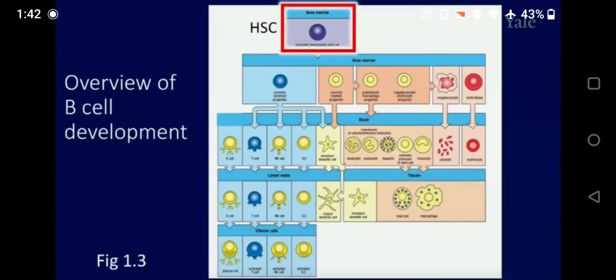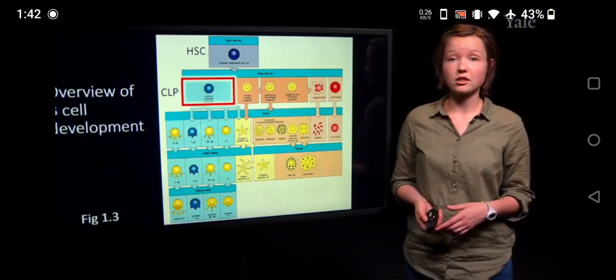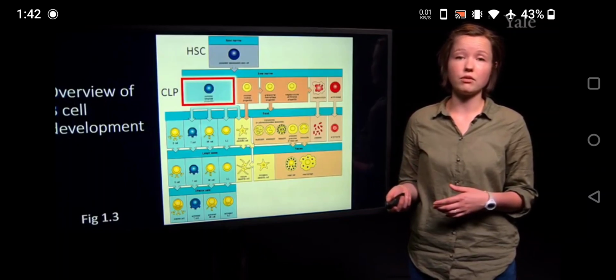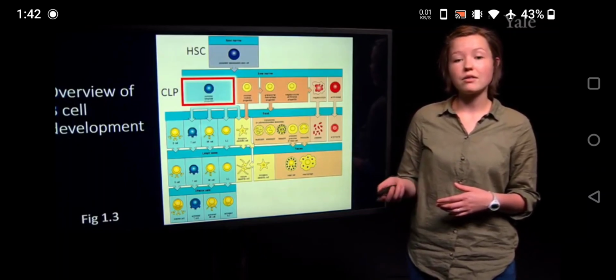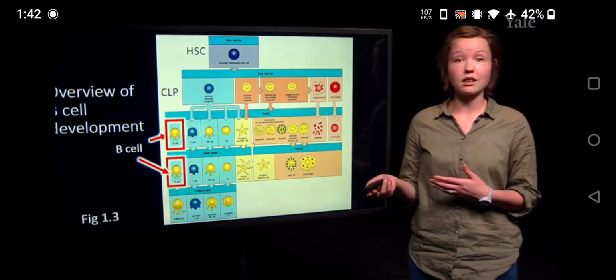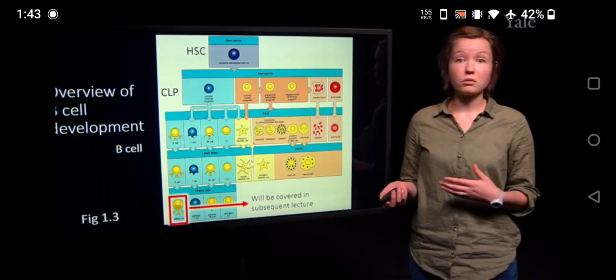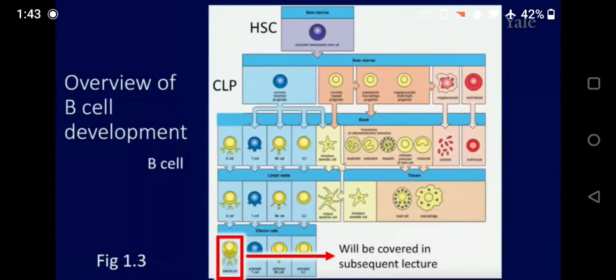So moving on during differentiation, the hematopoietic stem cell will move into this common lymphoid progenitor stage, which will give rise to many different cell types, including B and T cells. But in this particular lecture, we are particularly interested in focusing on B cells. So after developing in the bone marrow, these B cells will move into the blood and the secondary lymphoid organs. And then eventually these B cells will take on important roles in the immune system called their effector functions, but this will be primarily covered in subsequent lectures.